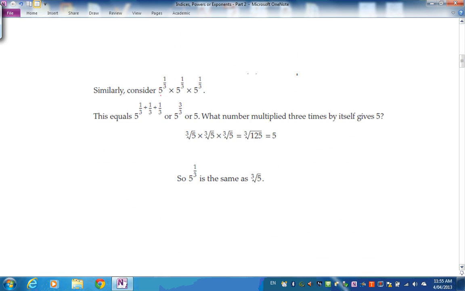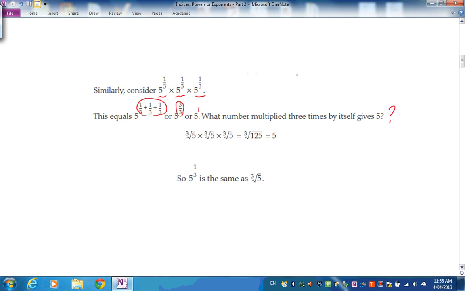Well, let's do 5 to the 1/3 by 5 to the 1/3 by 5 to the 1/3. What will you do? You will add the powers. That's what we've just been practicing. That's one of the rules we established back when we were making conjectures at the beginning. So this is 5 to the 3/3. A third plus a third plus a third is 3/3. And that just means 5 to the 1.